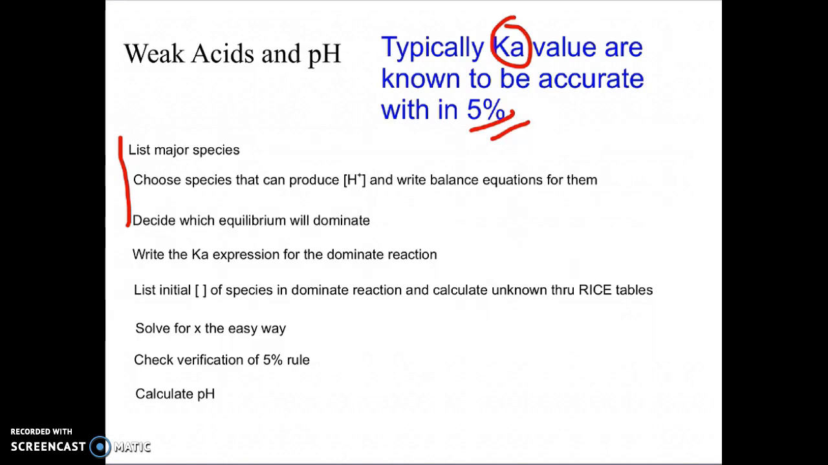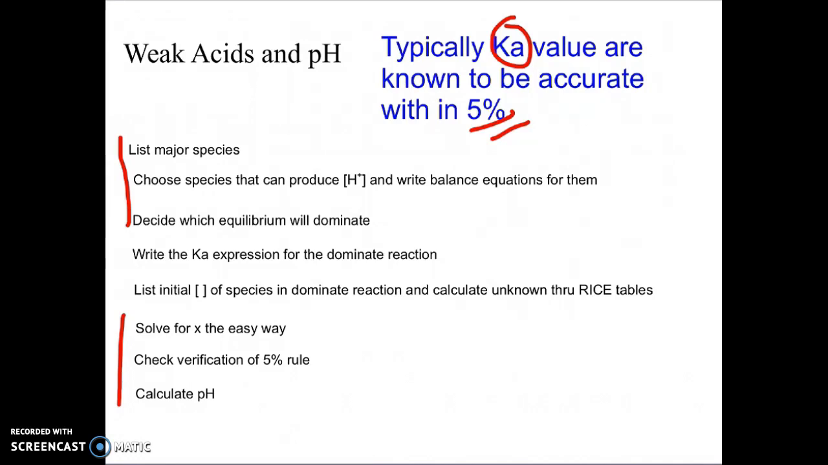So I'm starting out this lecture by giving you this information, to always look at these steps, and these are the steps that you should use to calculate weak acids. Then you're going to want to write the Ka expression for what we call the dominant reaction, the reaction that will give the most hydrogen ions. And then you're going to list the initial concentrations and calculate an ICE table just like you would. And then this is new stuff as well, solving for x the easy way.